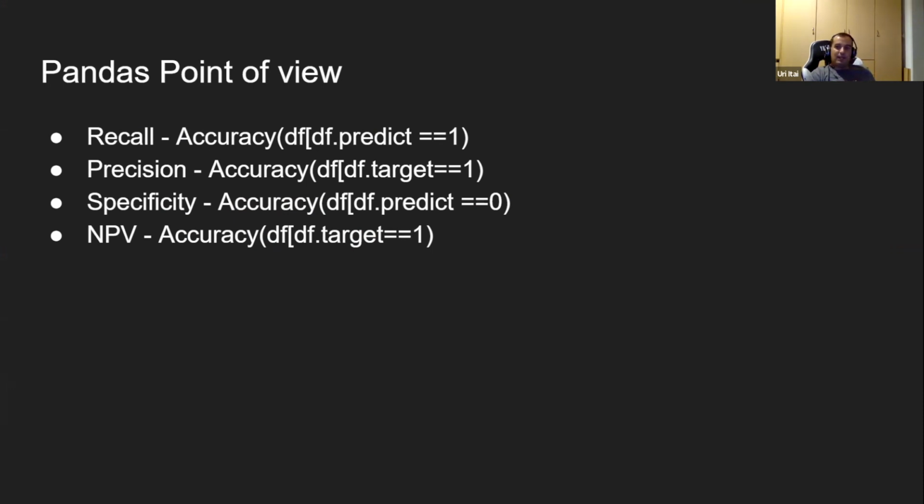I wrote everything in a pandas method. It's just like having a function accuracy, and you can do the masking in pandas. You can do it by group by if you like that, and everybody's happy. It's another way to do it.